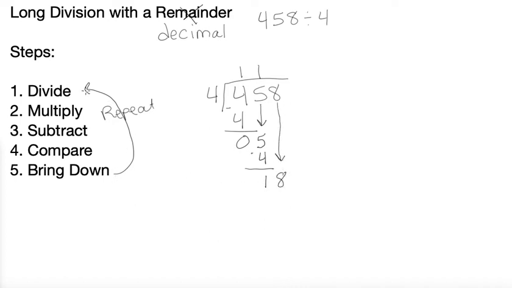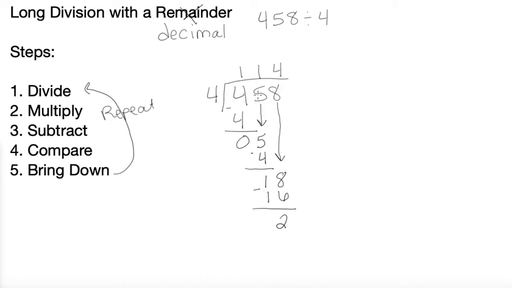Now we get to repeat the process. Divide. How many times does 4 go into 18? It goes 4 times. Multiply. 4 times 4 equals 16. Subtract. 18 minus 16 is 2. Compare. 2 is less than 4, so I'm good. Bring down. Well, there's nothing to bring down yet.